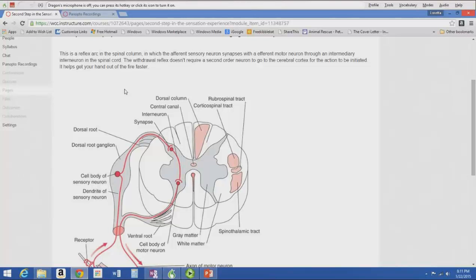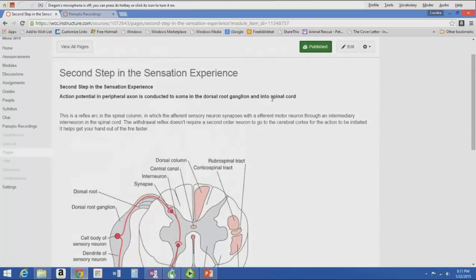Okay, so in the first part of this lecture, we talked about the first step in the sensation experience, where we go from the periphery to the spinal cord. So those sensory endings and mechanoreceptors and thermoreceptors, all the different receptors, take that sensory information to the dorsal horn of the spinal cord, where they synapse with other neurons.